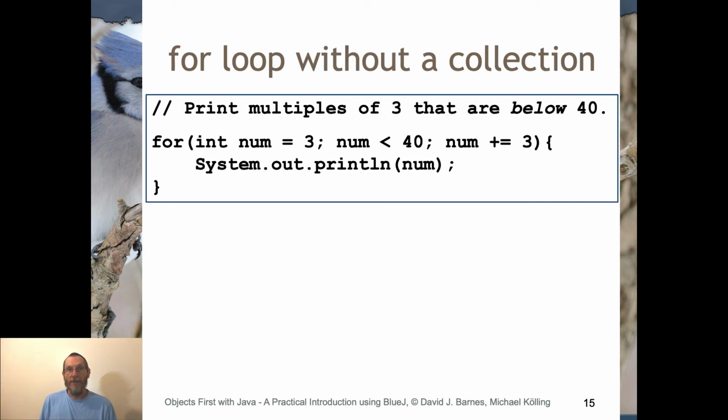It's not uncommon to see for loops used other than with collections as well. So here's an example where we want to print out multiples of some number. We have a variable called num that we initialize to be 3, and as long as that variable's value is less than 40, we want to print the number out, and then in the post-body component we want to add 3 to the number. So we're printing out multiples of 3.